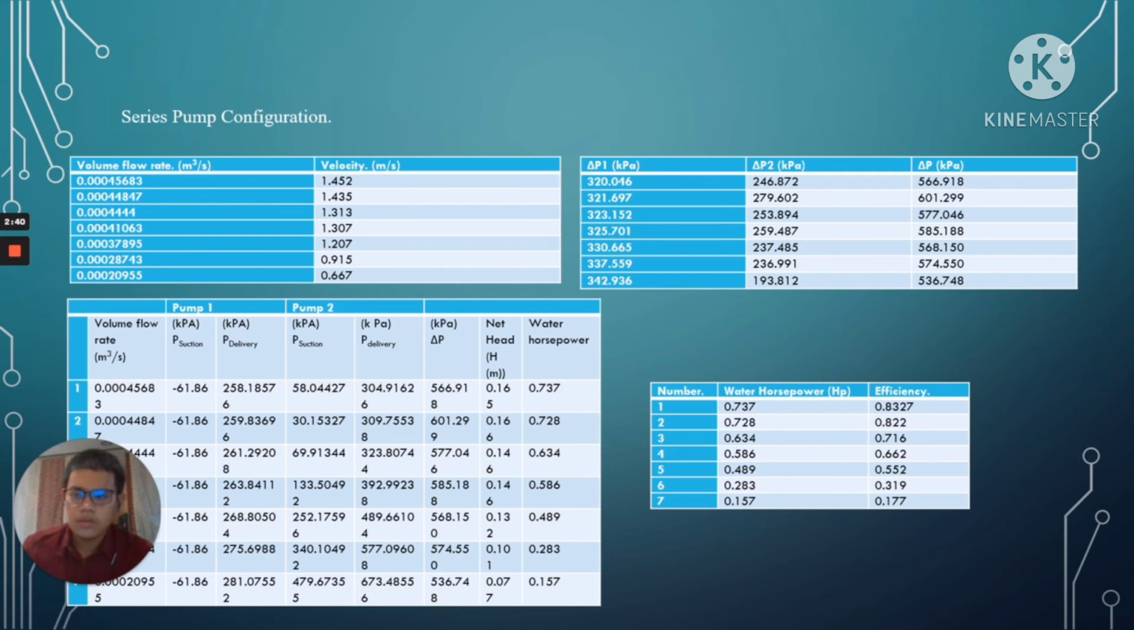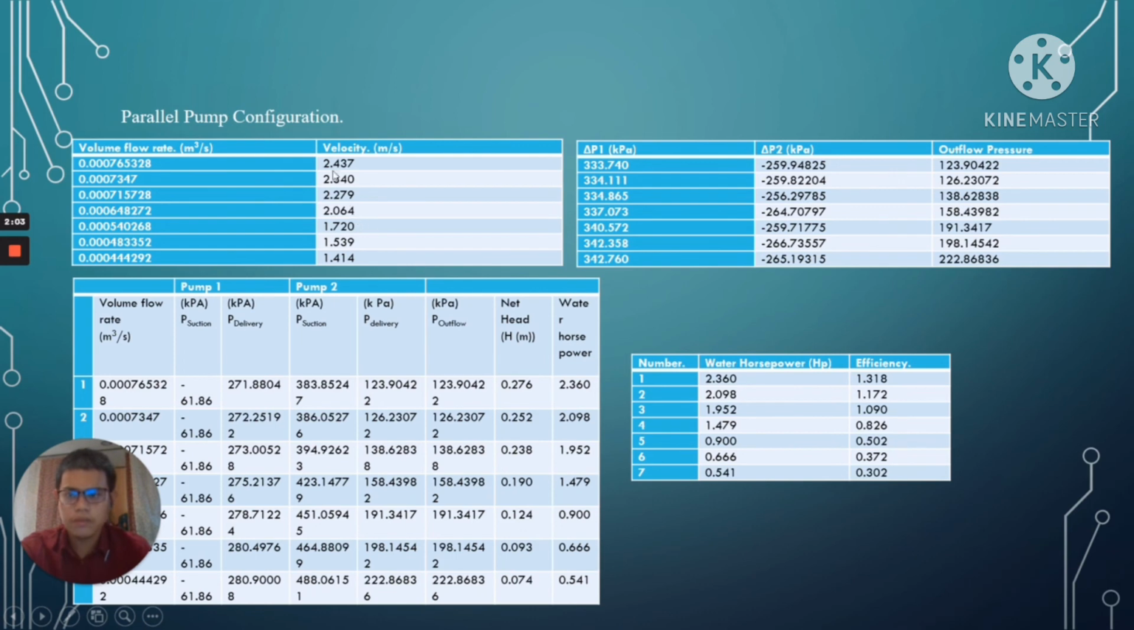For the series pump configuration, firstly we have calculated the velocity of the flow based on the data given. Next, we have calculated the total pressure: firstly the total pressure of pump 1, and then the total pressure of pump 2, which is the P delivery minus the P suction for both pumps. After we calculated both pumps, we added both data to get the total pressure. So this is our data, and the doctor can also look at our report for the efficiency.